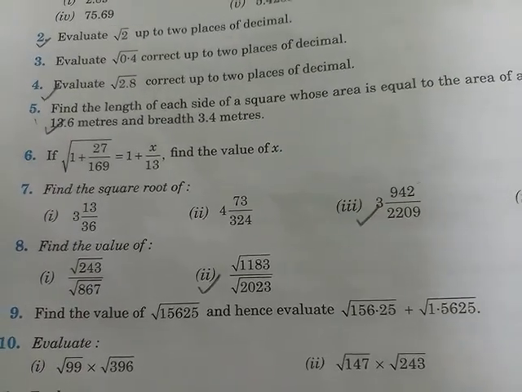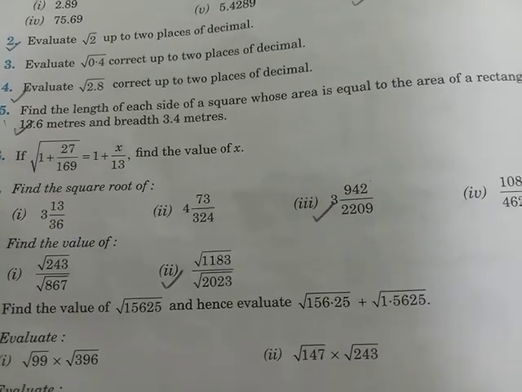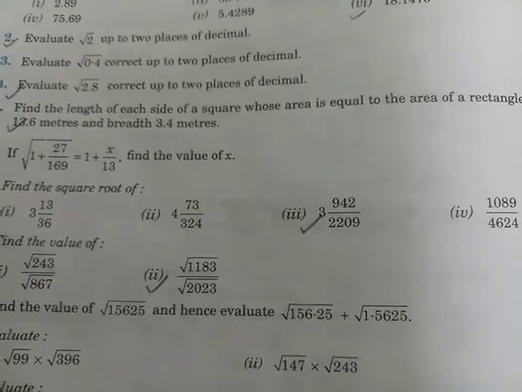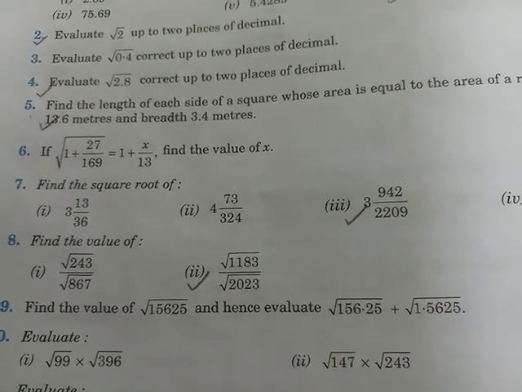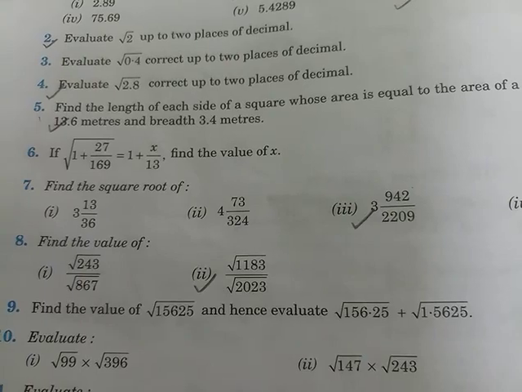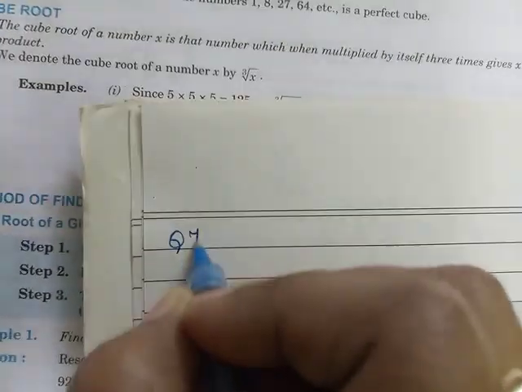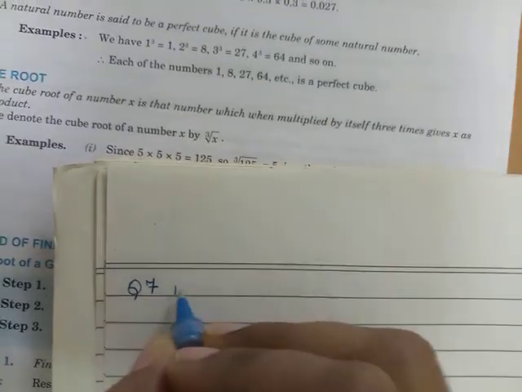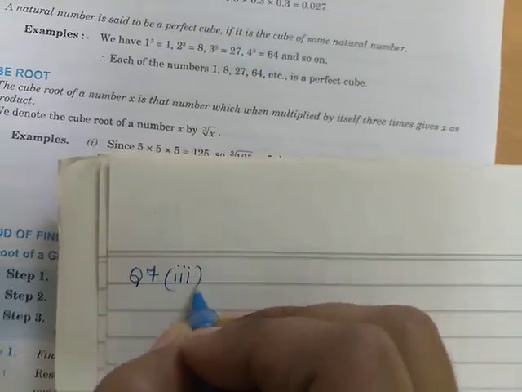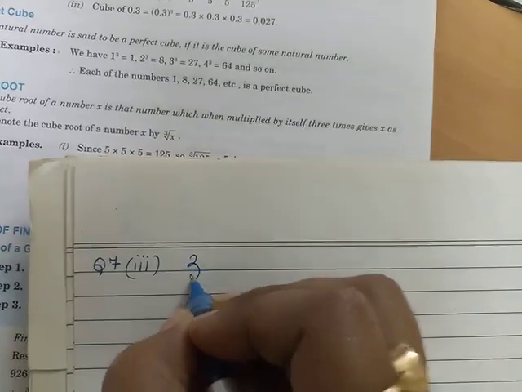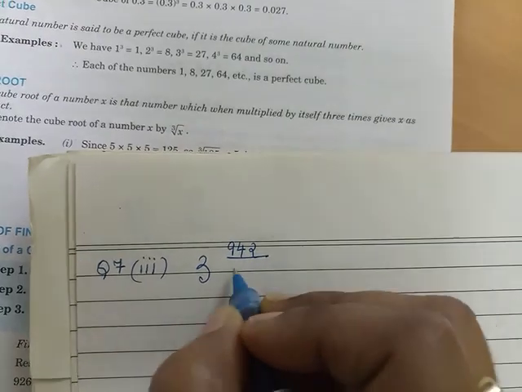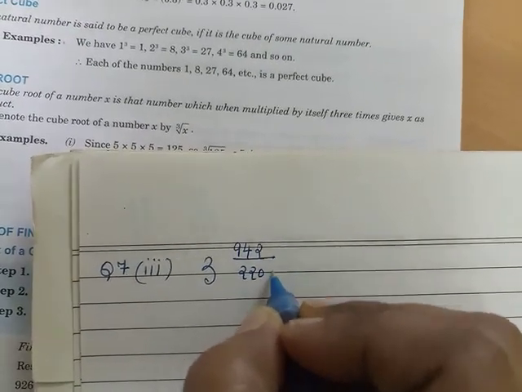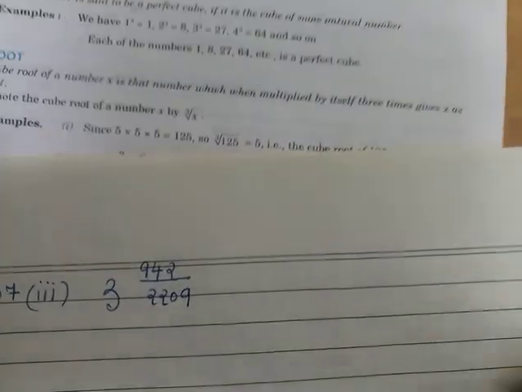They are saying find the square root of the mixed fractions given over there. So I am doing question number 7, third part for you. For that, firstly we convert the mixed fraction into an improper fraction. Let's see how to do it. Question number 7. I am doing the third bit for you. And the question is 3 whole 942 upon 2209. This is the question given to us.